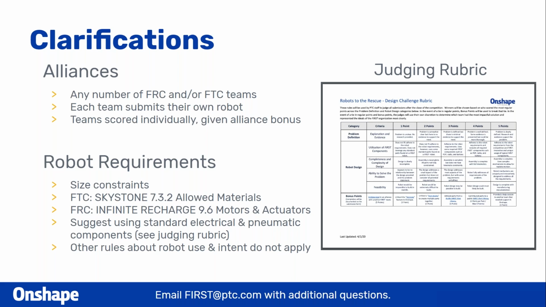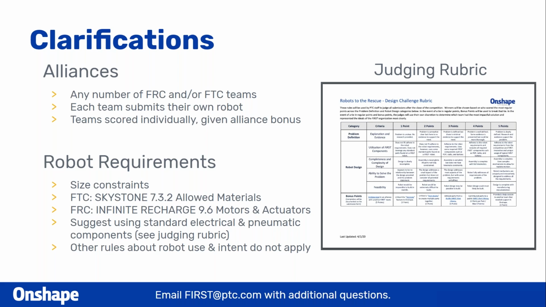And then we've gotten some questions about what's actually allowed. So for FTC, you can look at the Skystone manual. The only section that we're really focusing on is 732, where there's the allowed materials. So if you're wondering things like, can you hold a liquid or any of those other things that are outside of that section of the manual, those are completely valid. Same thing with FRC. Outside of the motors and actuators, everything in the manual is completely valid.